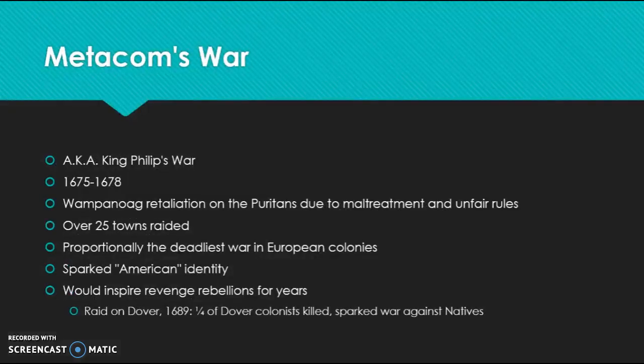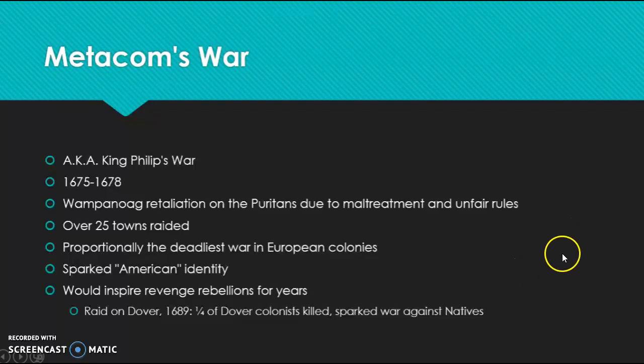All right, moving along to another person that we've talked about, and this is 1675 to 78, and this is called Metacom's War. Also known as King Philip's War, because the English called Metacom King Philip, but we're going to use Metacom as the name for him.